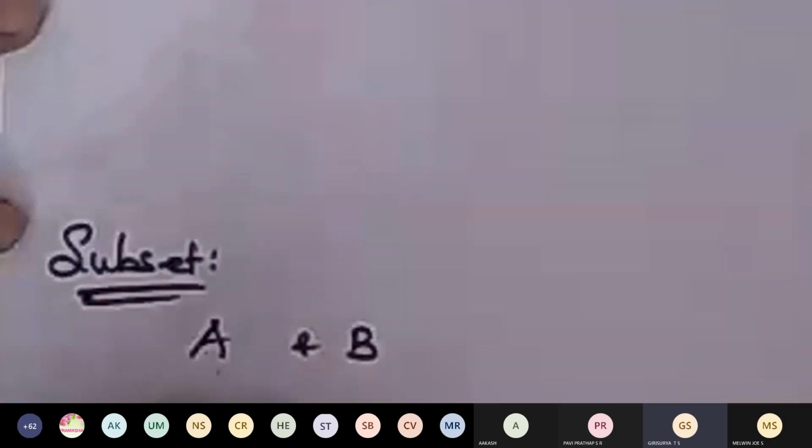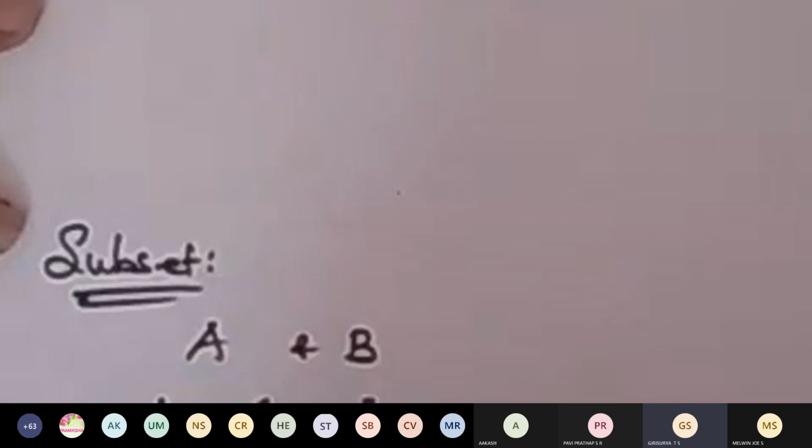So next, power set. Consider a set A. Then the collection of all the subsets. Now we are talking about subsets, so you should understand what is meant by subset. If you want to understand the power set, you have to understand the subset. Consider two sets A and B. I'll start with an example.